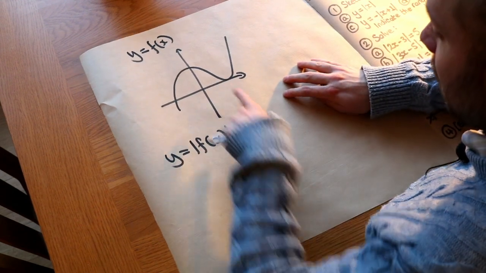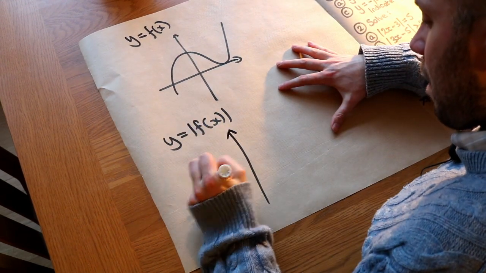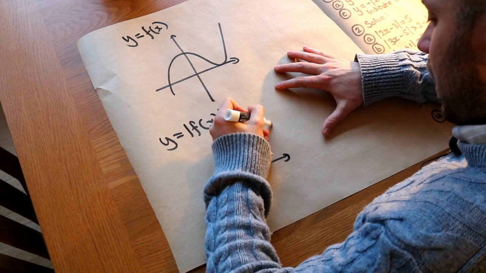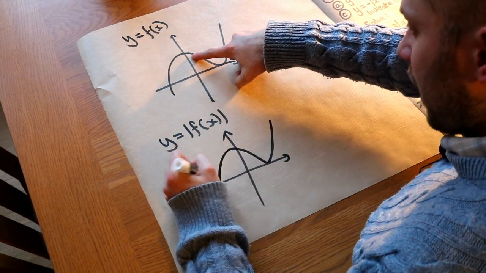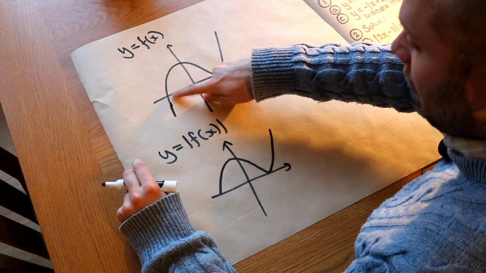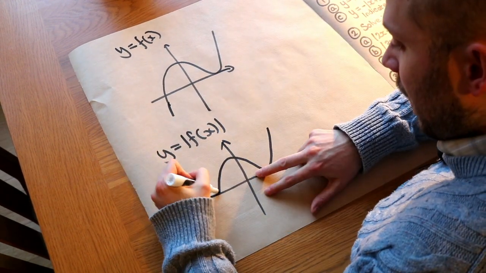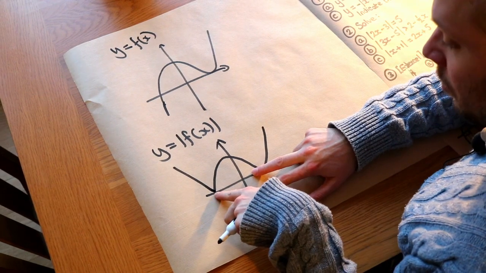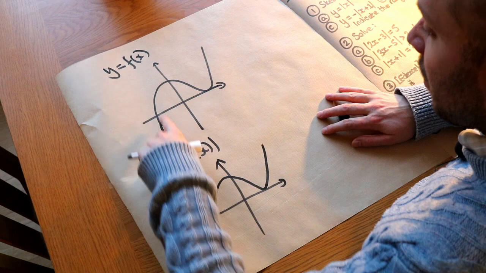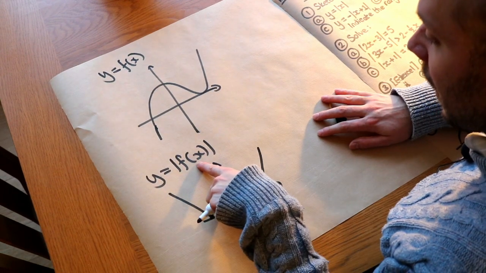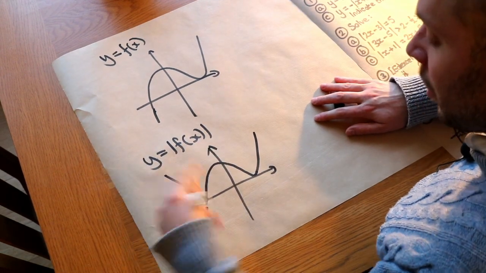So what's going to happen here is that it comes down, the y value is still positive here, still positive up to here. But then, because the y value is negative here, it's going to flick that up. And note that's not a smooth point here. Remember that this is called a cusp, and it should be sharp. So for y equals modulus of f of x, wherever it was negative, you just make it positive.